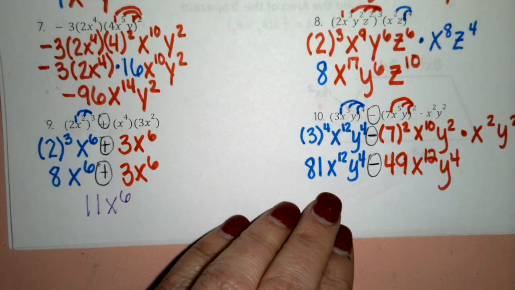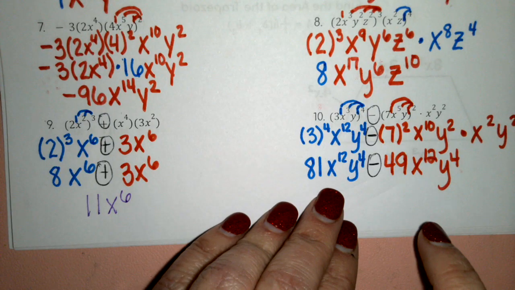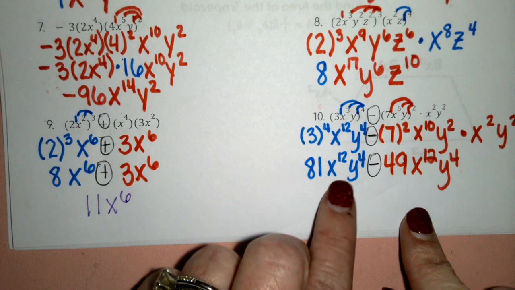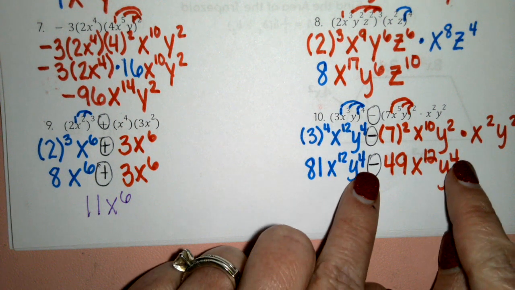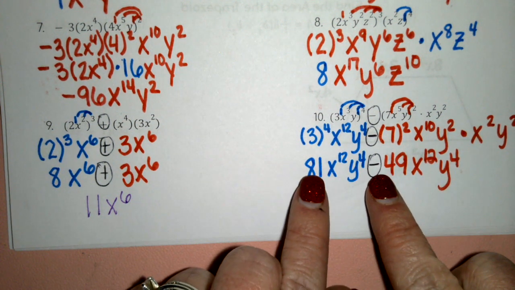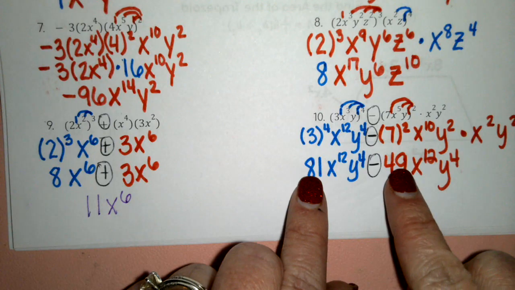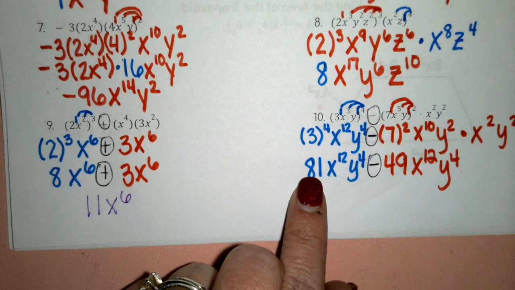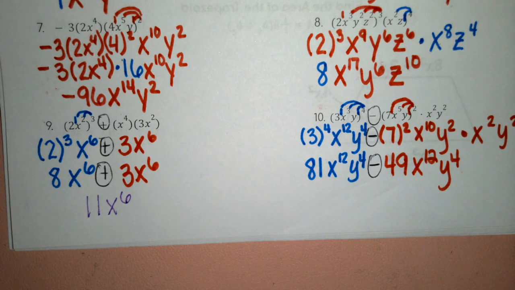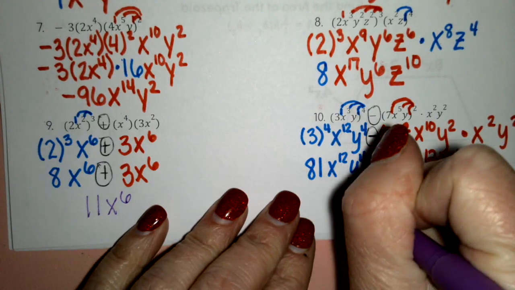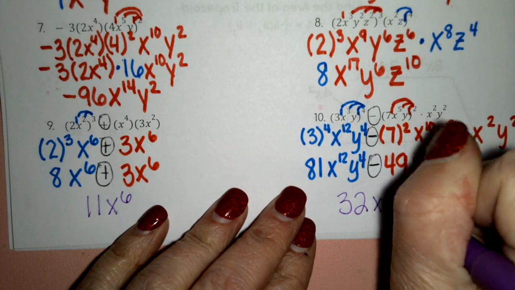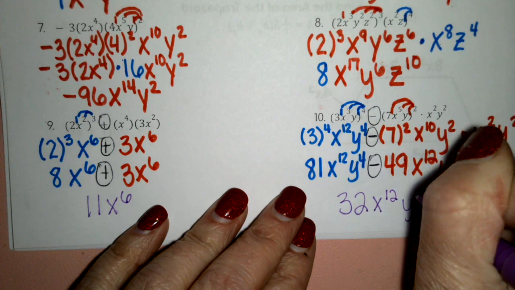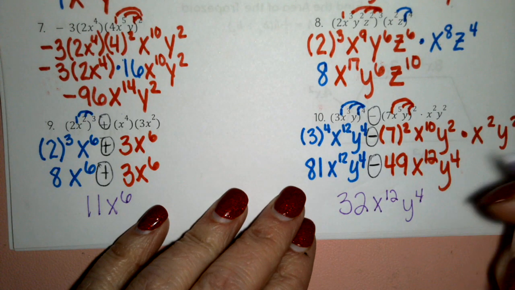Now, subtraction is just like addition where you have to have like terms. And we happen to have like terms, x to the 12th, y to the 4th. So we're going to go ahead and subtract 81 minus 49. And when you subtract 81 minus 49, you get 32. And you leave your variables alone when you add and subtract. So 32 x to the 12th, y to the 4th is my final answer.